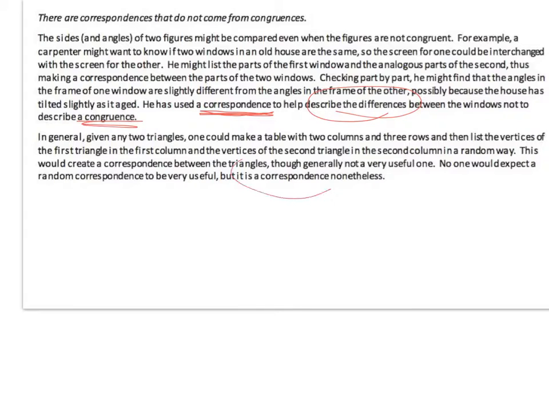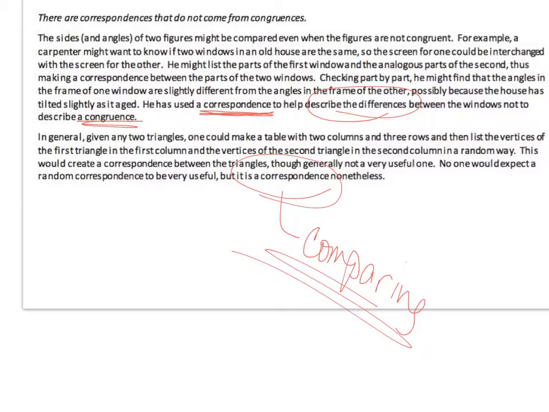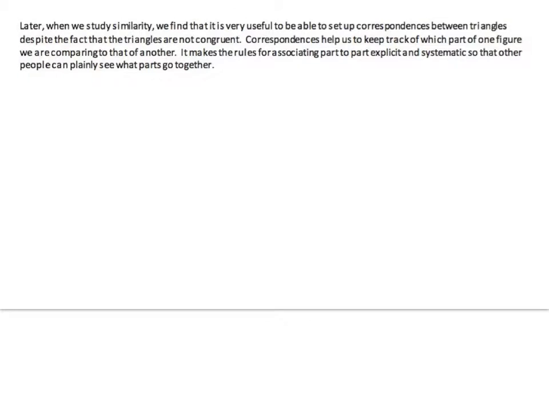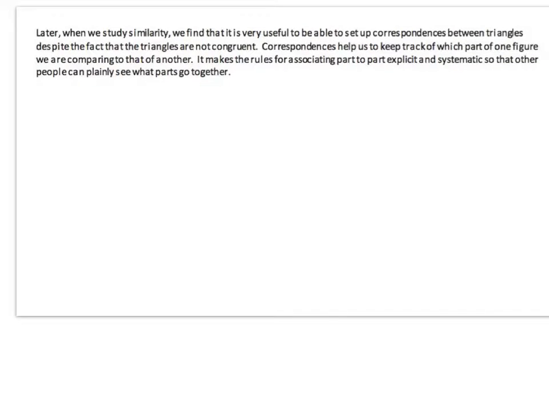I think I would look at this word as comparing. Okay, you're not comparing things that are congruent. I think there's an I there, I hope. Okay, later when we study similarity, similarity is not congruence.